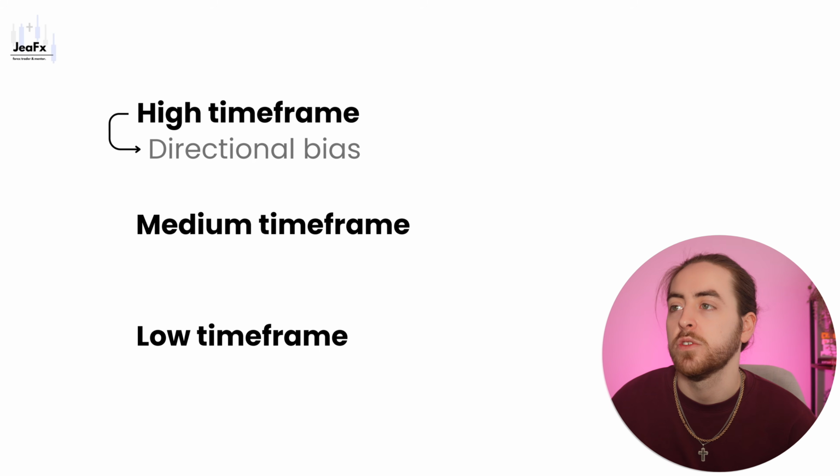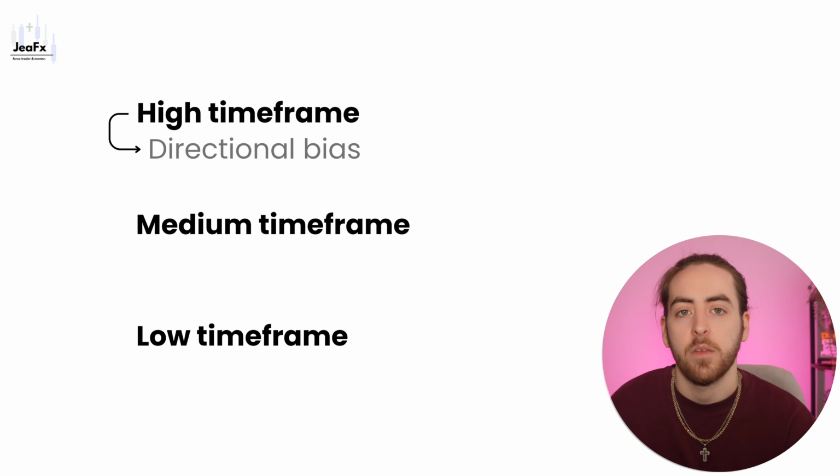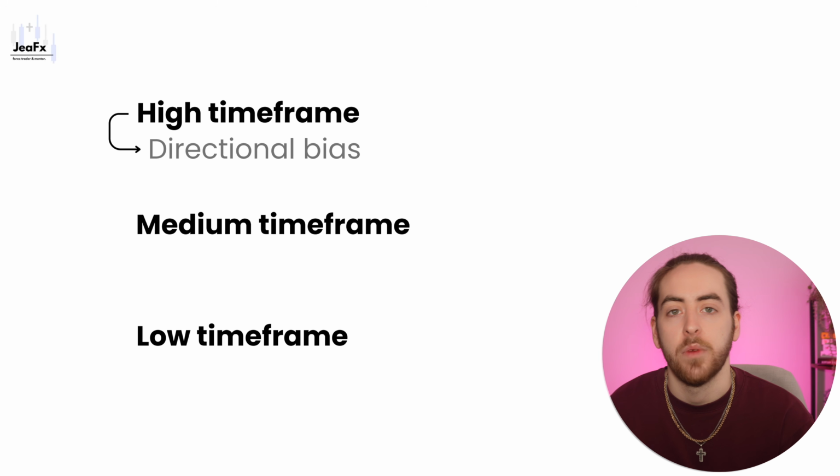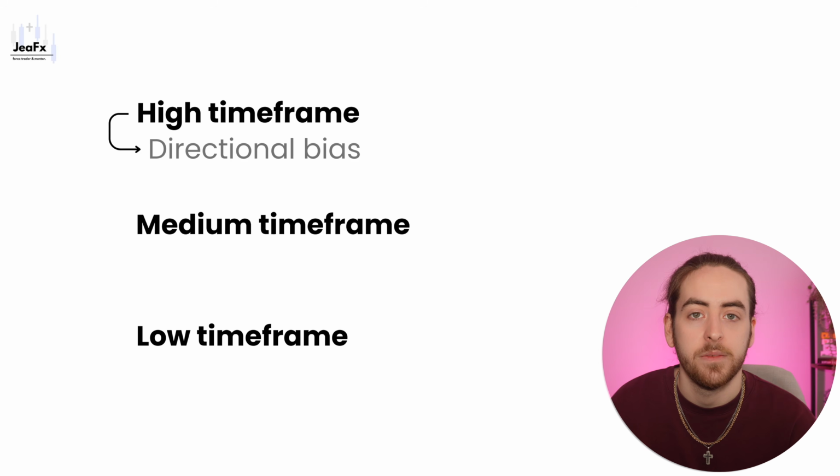High time frames we use for directional biases and working out which way the market is going, because high time frames provide the most accurate picture of the market. So if we can work out the market's bullish on the high time frames, we have the best possible odds of taking high probability trades.